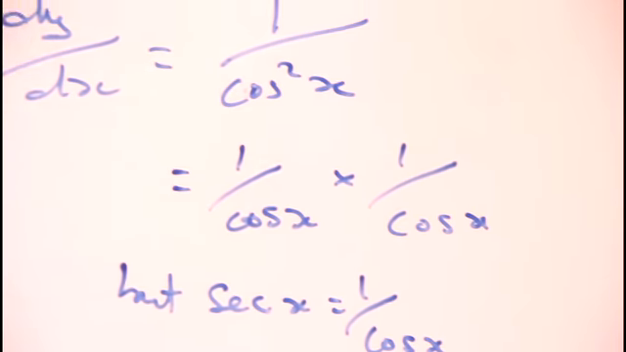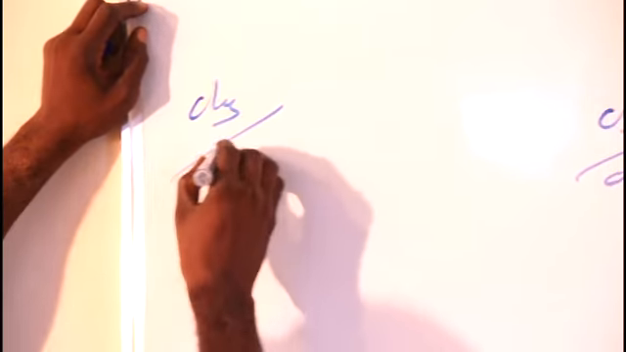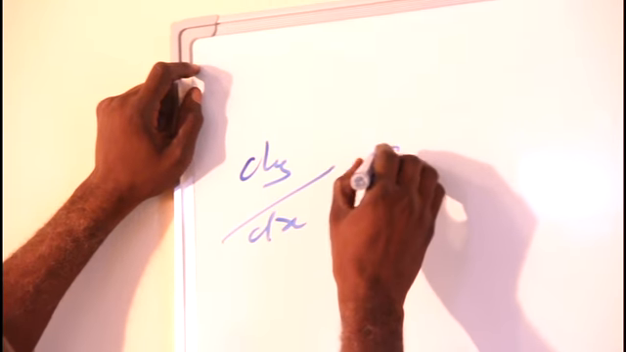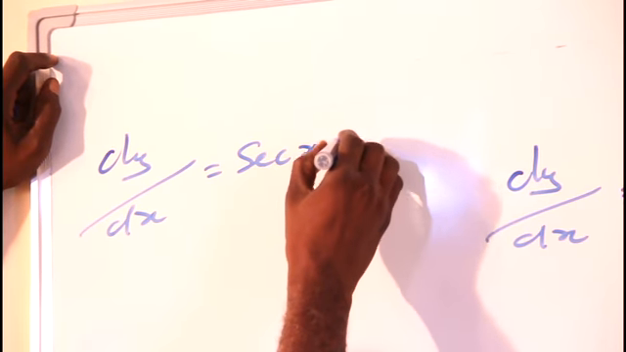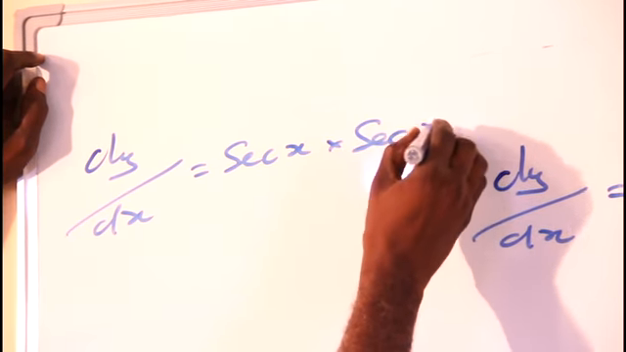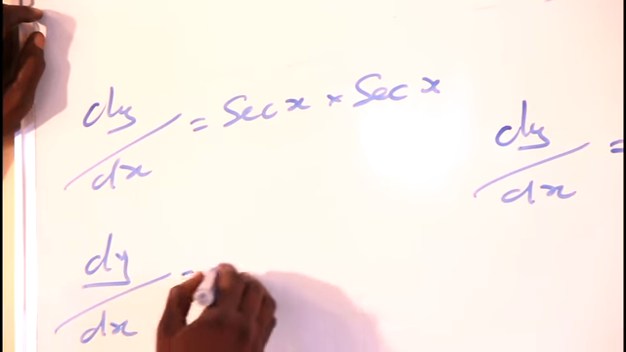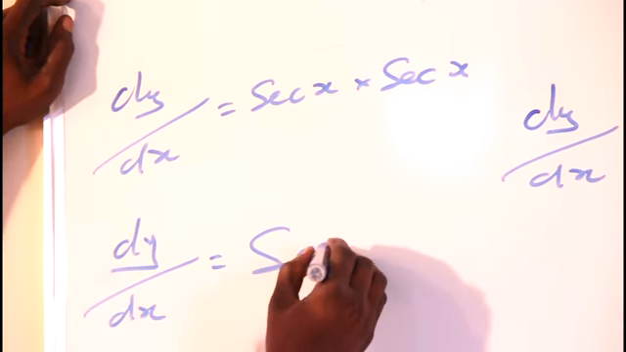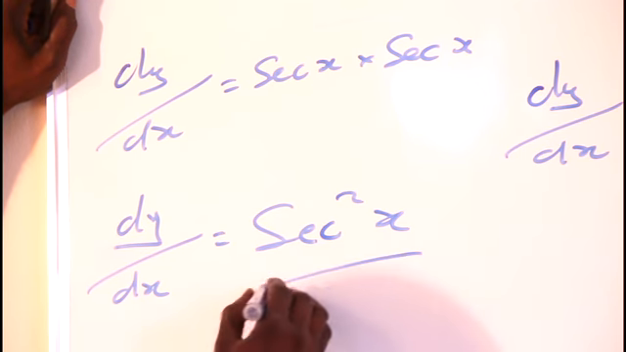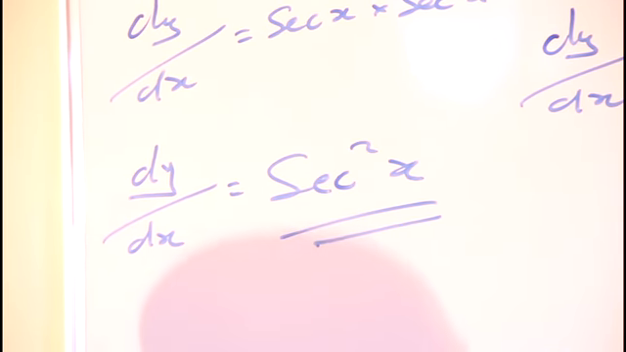When we substitute it, we'll end up having our dy over dx will be equal to sec x times sec x. Finally, we have our dy over dx will be equal to sec x squared. That's our derivative.